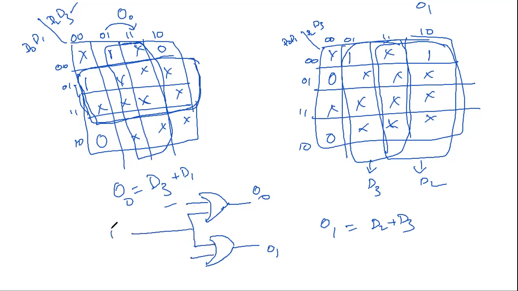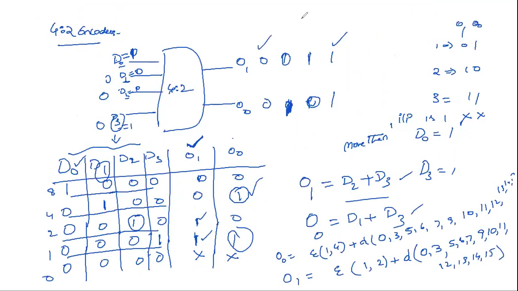So D3 I'm writing here because it is common in both terms. This is D1, this is D2. So this is the inside circuit of the 4:2 encoder. I said the disadvantage of this encoder is what?